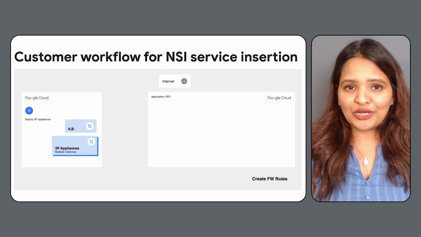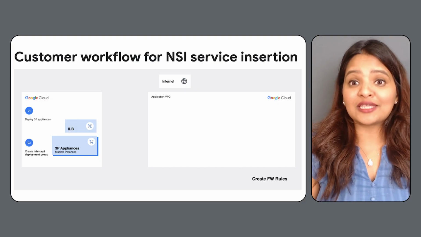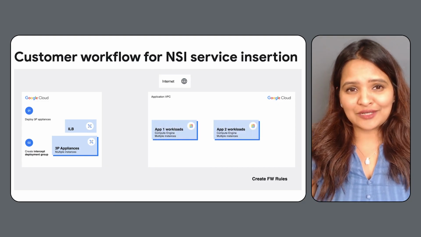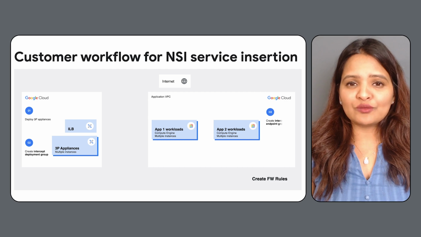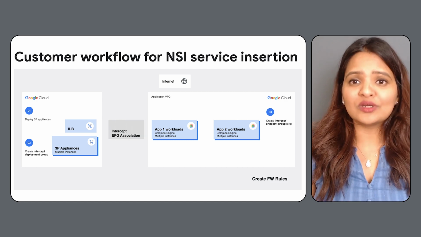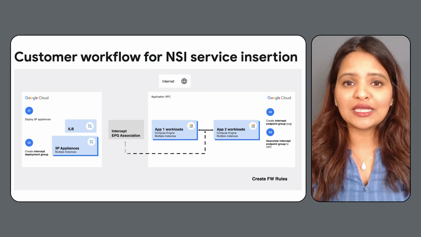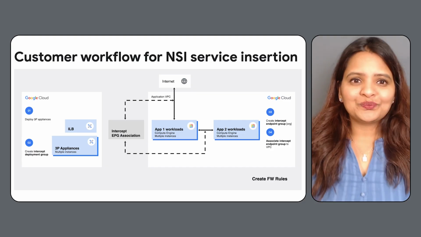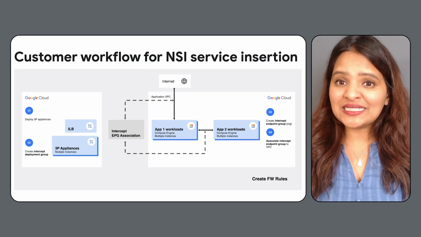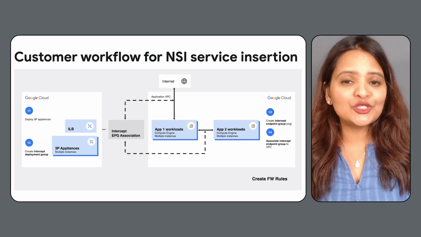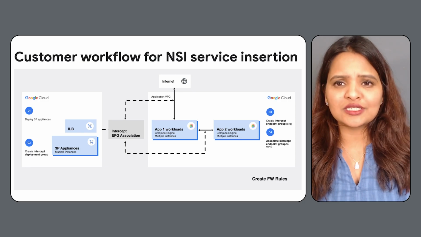The intercept endpoint group transports the encapsulated packet to the corresponding intercept deployment group in the producer's VPC network. The internal pass-through network load balancer in the producer's network receives the encapsulated packet and distributes it to one of the VMs in the backend for inspection. After the appliance completes its inspection, it sends the packet back to the intercept endpoint group in the consumer's network through the producer's intercept deployment group.